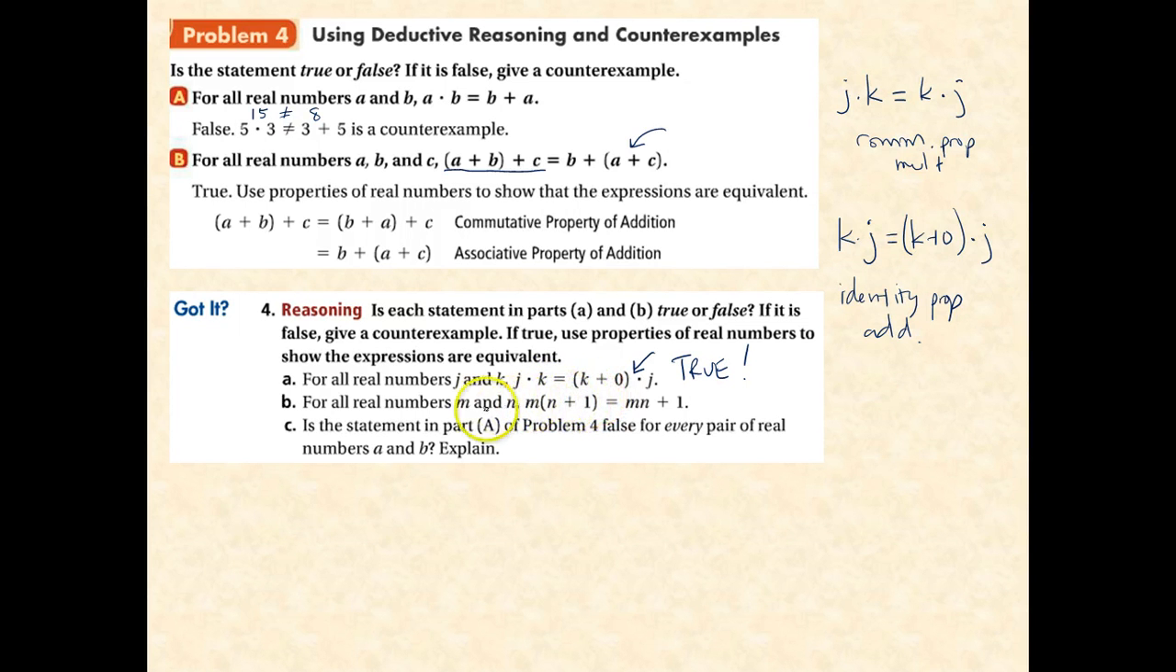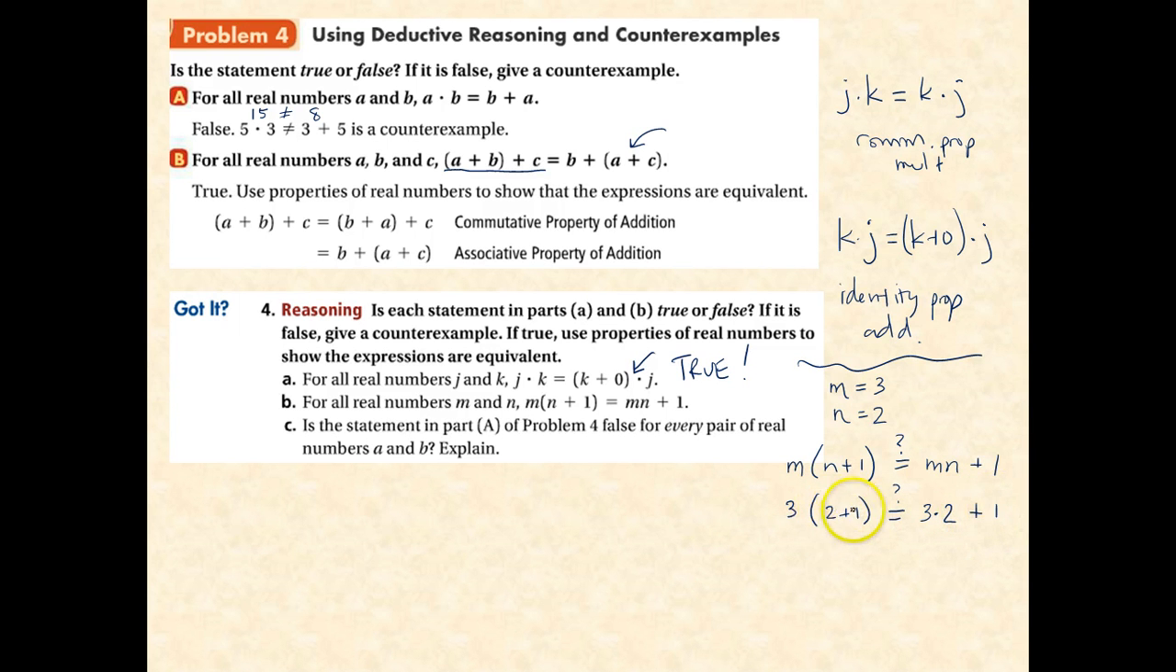So what I'm going to do is pick two numbers for m and n. Let's let m equal 3, and let's let n equal 2, and just see if that works. So we have m times the quantity n plus 1, and we want to know if that is equal to m times n plus 1. We're going to substitute a 3 for m and a 2 for n. And then same thing over here. 3 times 2 plus 1.